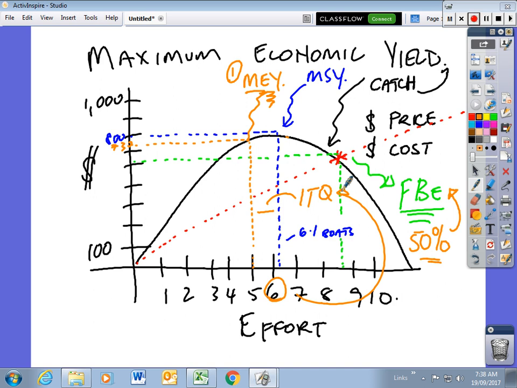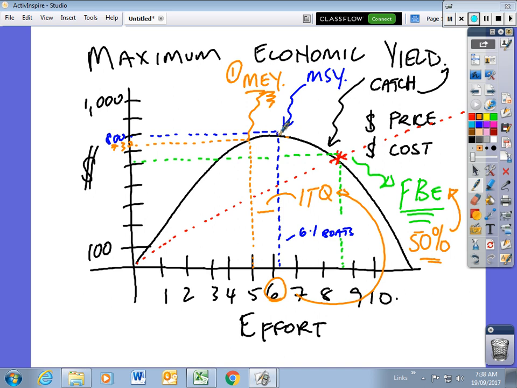So open it up, give yourself some time to maybe go back and review this one for a second. If you don't understand it, feel free to give me a call or email if any of this doesn't make any sense. But really what we're aiming for here is to get this MEY sitting to the left hand side of MSY. If we don't have it to the left hand side of MSY, we're doing something wrong.